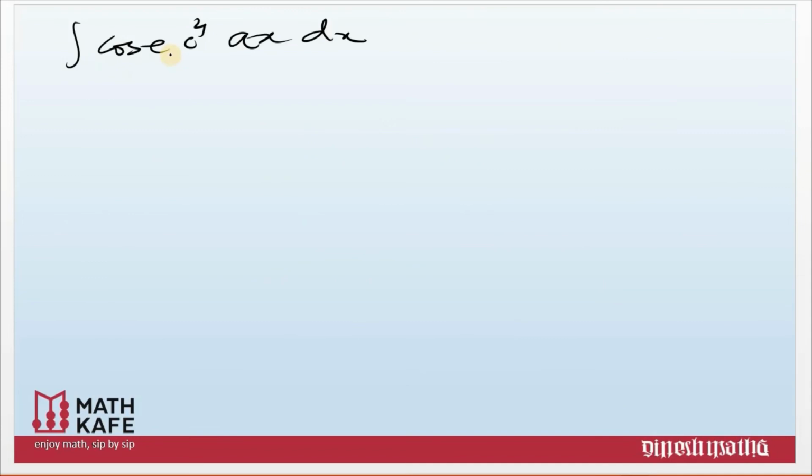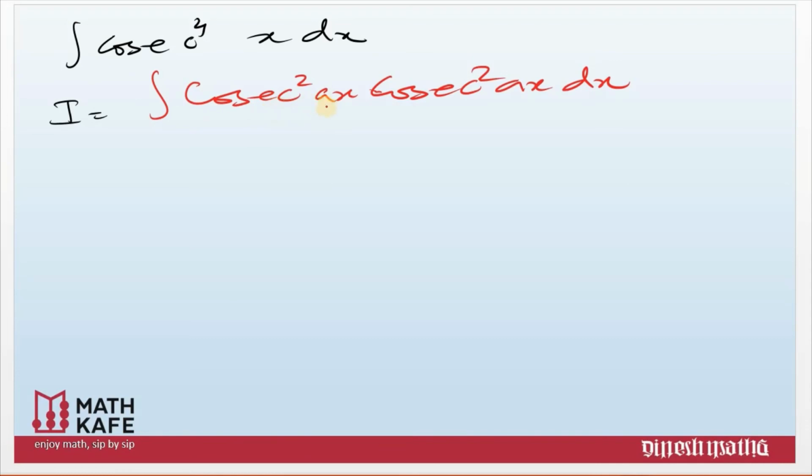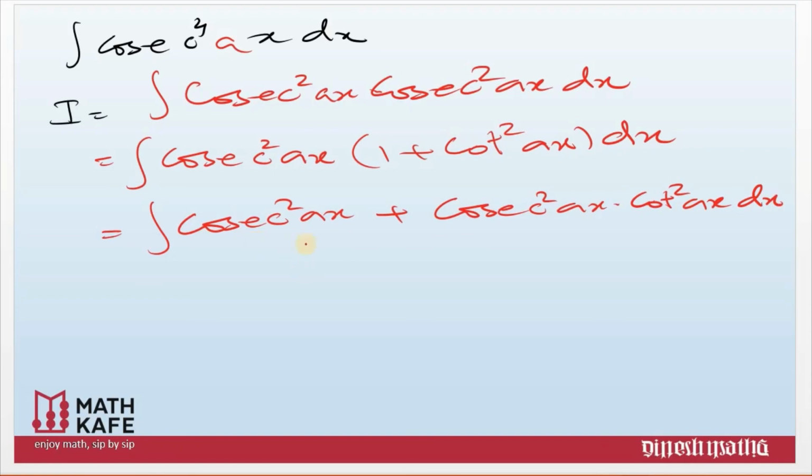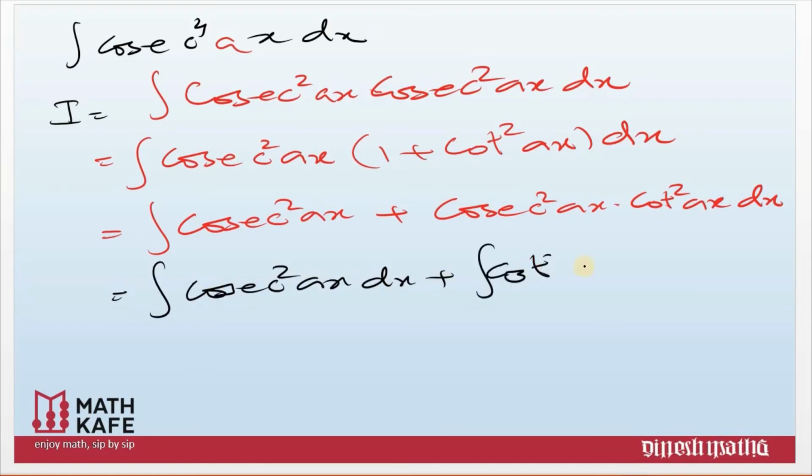Let us see the next question. Integral cosec raised to 4 ax dx, where a is a constant. Here also the same type: cosec square ax into cosec square ax dx. Just like the other one, one of the cosec we will change. Cosec square ax into cosec square ax means what? 1 plus cot square ax dx. Open the bracket: cosec square ax plus cosec square ax into cot square ax dx. Now clearly cosec square we can integrate, and the second integral we can't. The second integral we will integrate by using substitution. Cosec square ax dx plus cot square ax into cosec square ax dx.